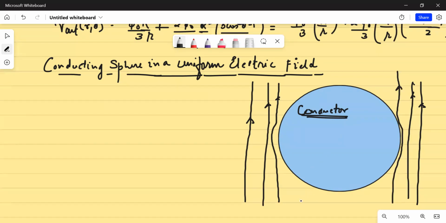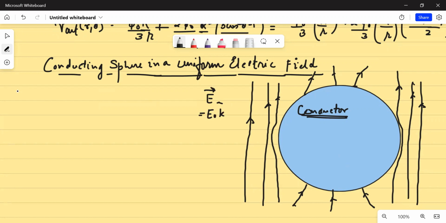You also know that on the conductor, electric lines of force enter normally and they emanate also normally. So they enter normally and they also come out normally to the surface. Okay, so that is one thing. So this is your electric field, and this electric field is along the Z direction, that is E naught k cap. This is your electric field.